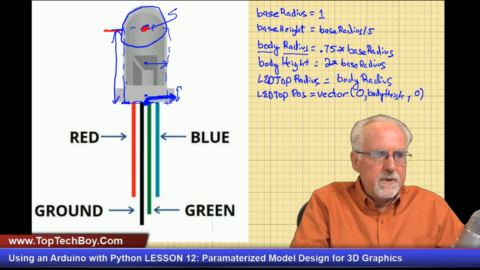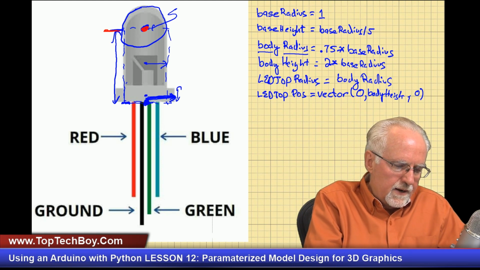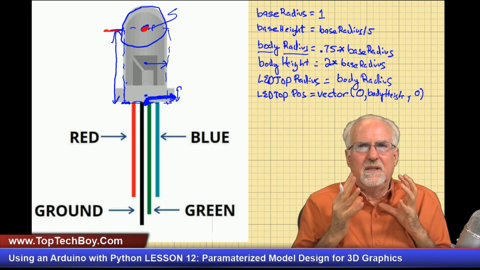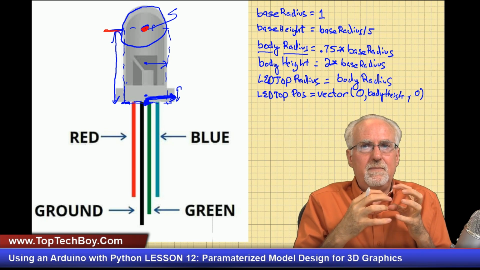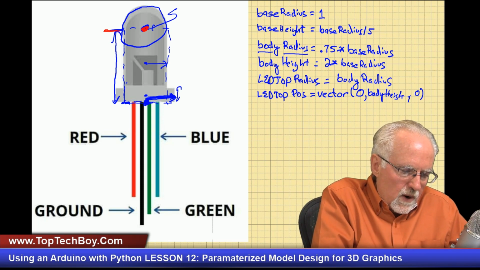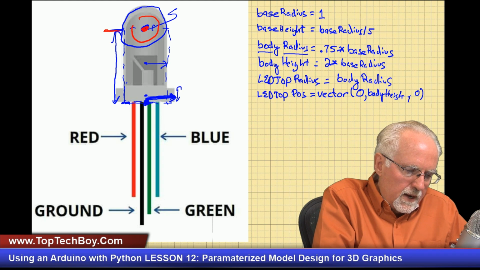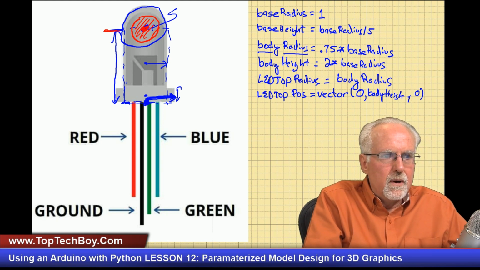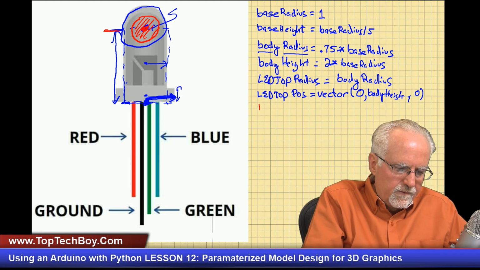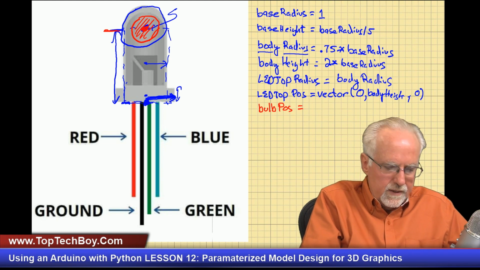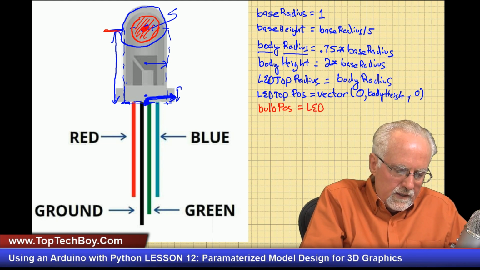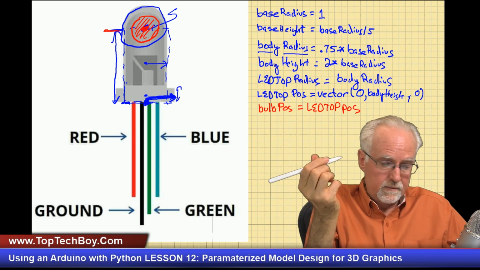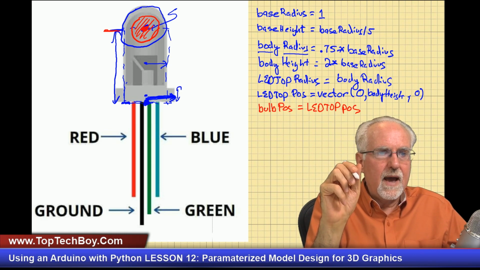So we have the LED top position. Now, inside, I want to make this really look like an LED. So I want a center part of the top that's going to be brighter than the outer part, and I'm going to call that the bulb. The bulb needs a position. The bulb position is going to be equal to the LED top position, because the center points are at the same point. Does that make sense?